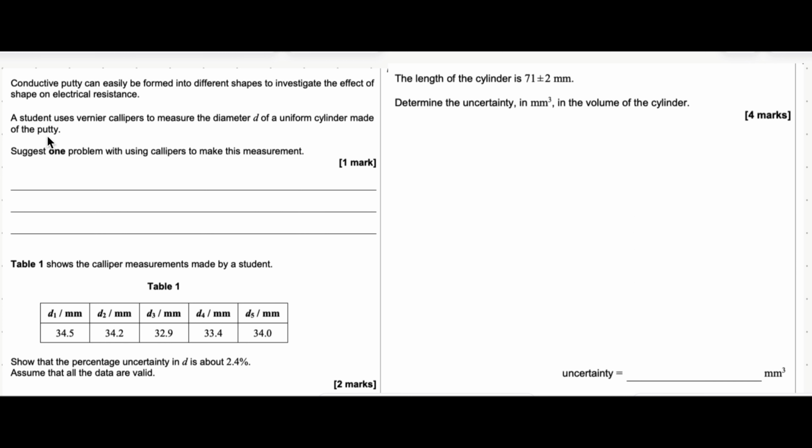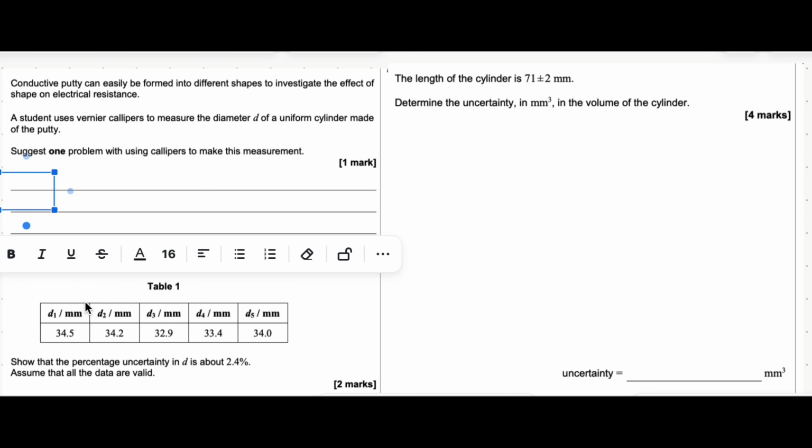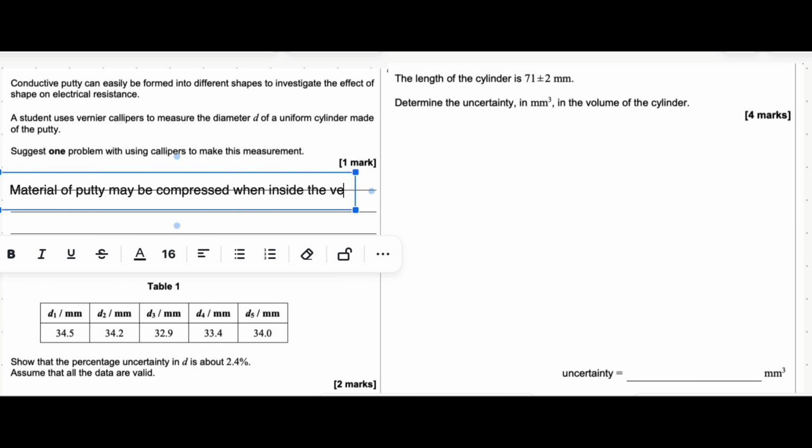But if we think about it, putty is kind of like a rubber material, kind of like Play-Doh. So if you put something on two ends of a putty, it will squeeze the putty together, which will give an inaccurate measurement. So the material of putty may be compressed, may be pushed together when both ends of the vernier caliper are put on the ends of the putty.